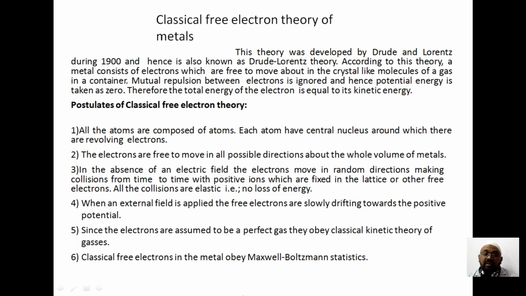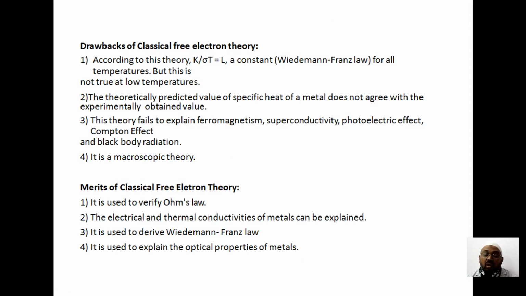This was the first classical free electron theory. Now let's go through the important postulates again. The metallic crystal consists of free electrons. They move from one end to the other and collide with each other, and with the collisions there is no loss of energy. If you apply an external field, these free electrons drift towards the positive potential. These free electrons are considered like a perfect gas, where the molecules are free to move, as if they constitute an electron gas. Compared with a perfect gas, they obey the classical electron theory. This was the assumption made by Drude and Lorentz. Now we need to understand what the basic defects are.